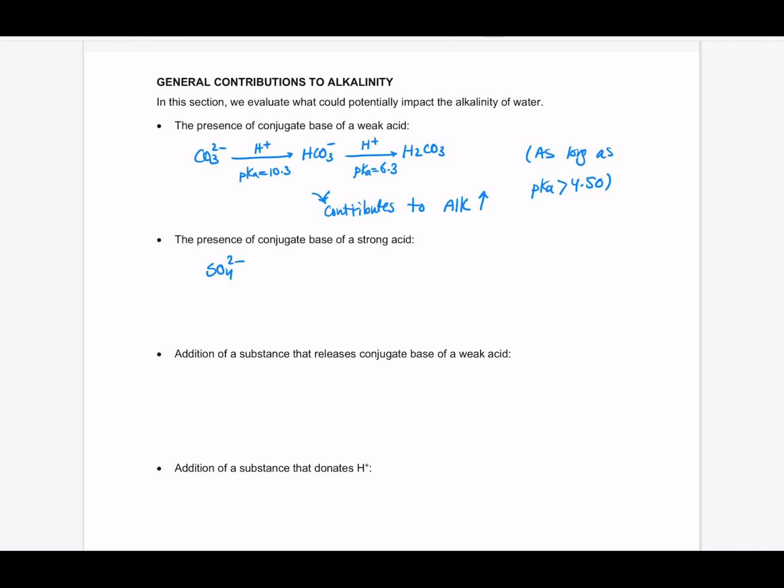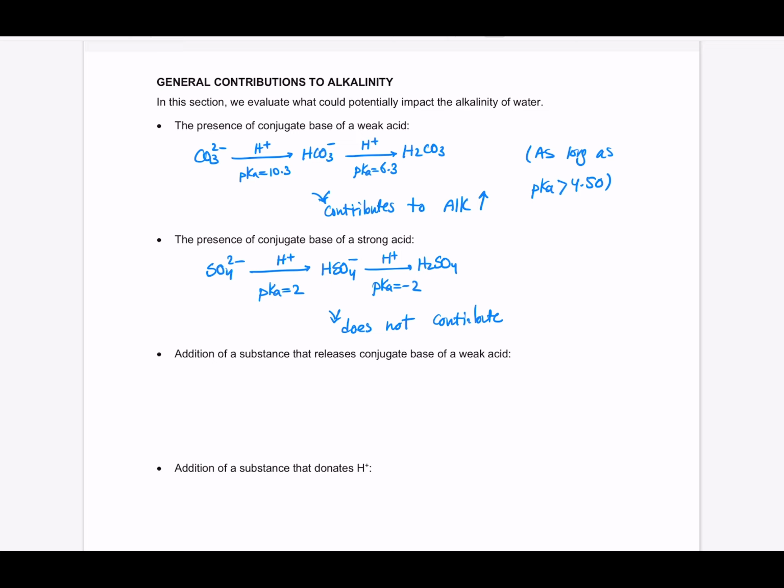The second one is basically the presence of a conjugate base of a strong acid, SO4 2-. If we have a sulfate anion, does it impact alkalinity? Hypothetically, it could consume proton to convert to HSO4- and add one more proton to form sulfuric acid. But when we look at the pKa, this is basically 2. The pKa of this one is minus 2. So it does not contribute.